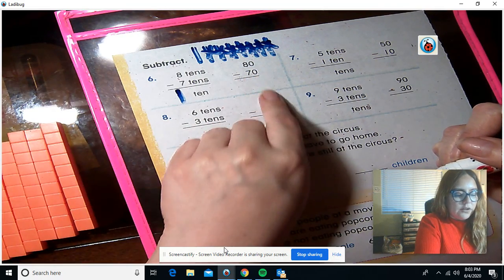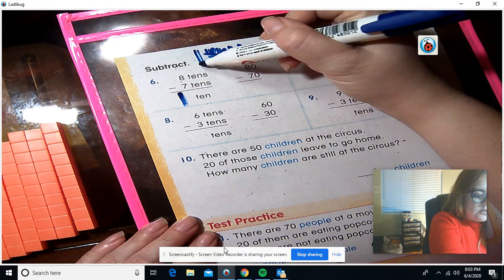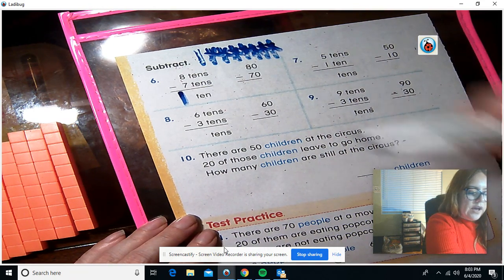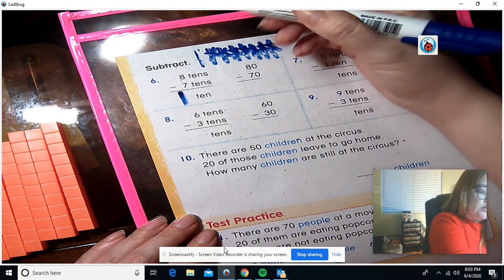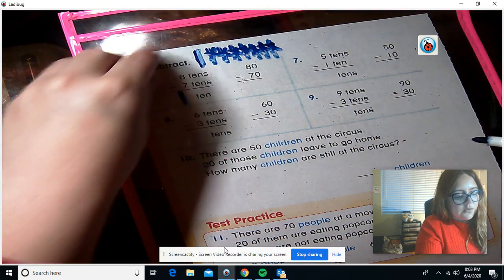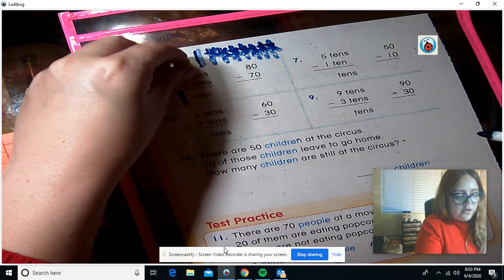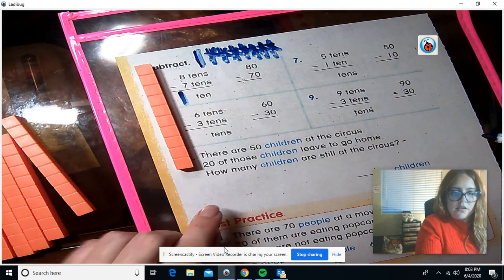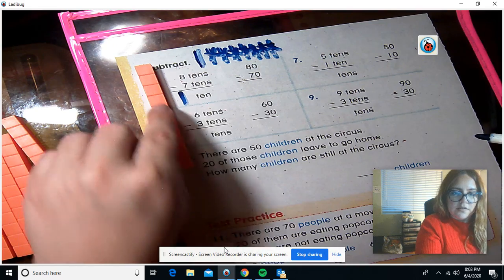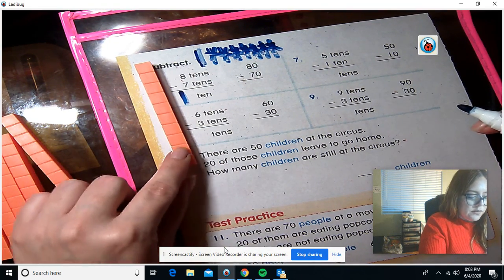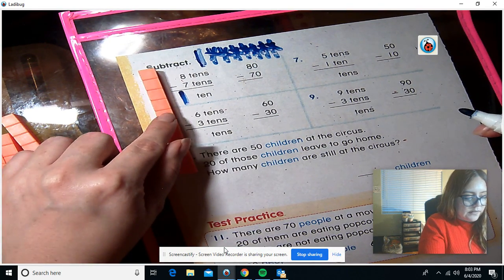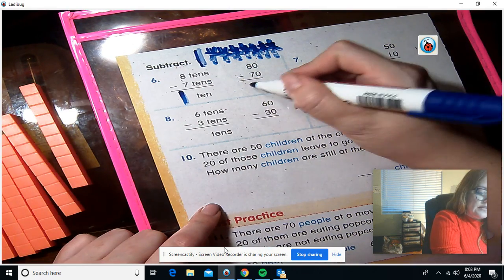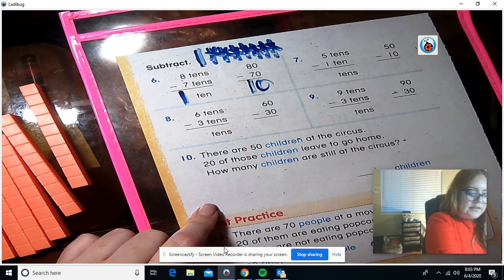Now we have to figure out, okay, how many little squares are left? So we have 1 bar left, and we know that in 1 bar, how many little squares are there? If there's only 1 bar left, how many little squares are left? 1, 2, 3, 4, 5, 6, 7, 8, 9, 10. 1 bar has 10, so we only have 10 left.